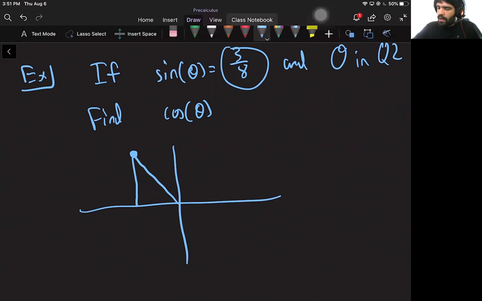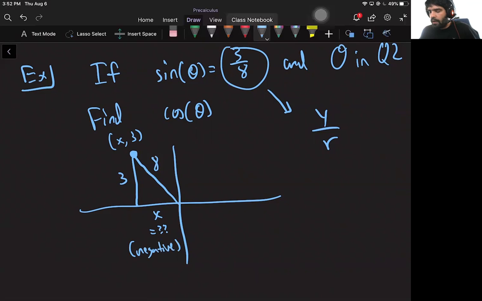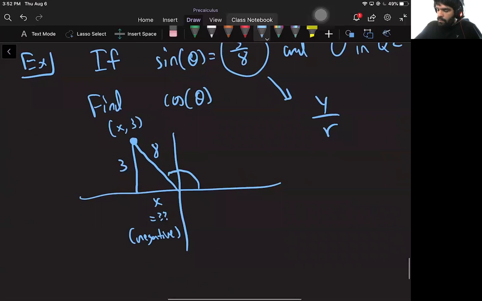So here I know that the y is 3, and I know the radius is 8. Because sine of theta is y over r, aka I know that this point is something, comma 3. I don't know what that x is yet. But because it's going to the left, it's got to be negative. So there's my theta.